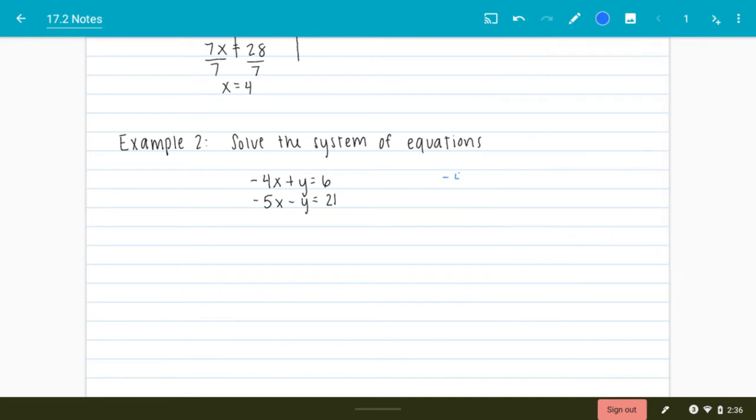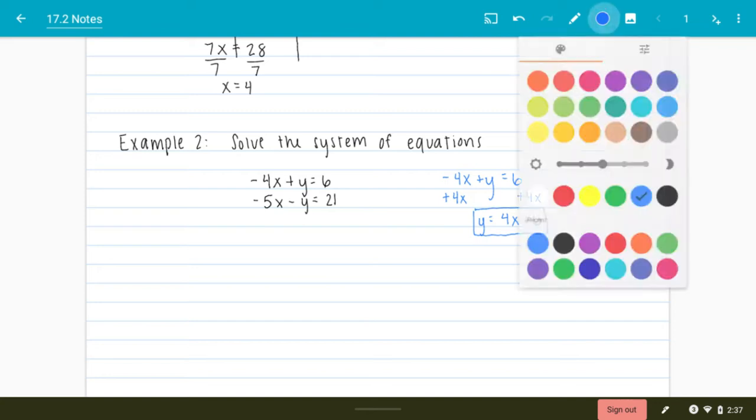So you have negative 4x plus y is equal to 6. Well, to get y on its own, I need to move the 4x to the other side. So we're going to add 4x, add 4x. So we get y is equal to 4x plus 6, because I can't combine those. So now I have a variable isolated. So now I can substitute that expression in for my variable.